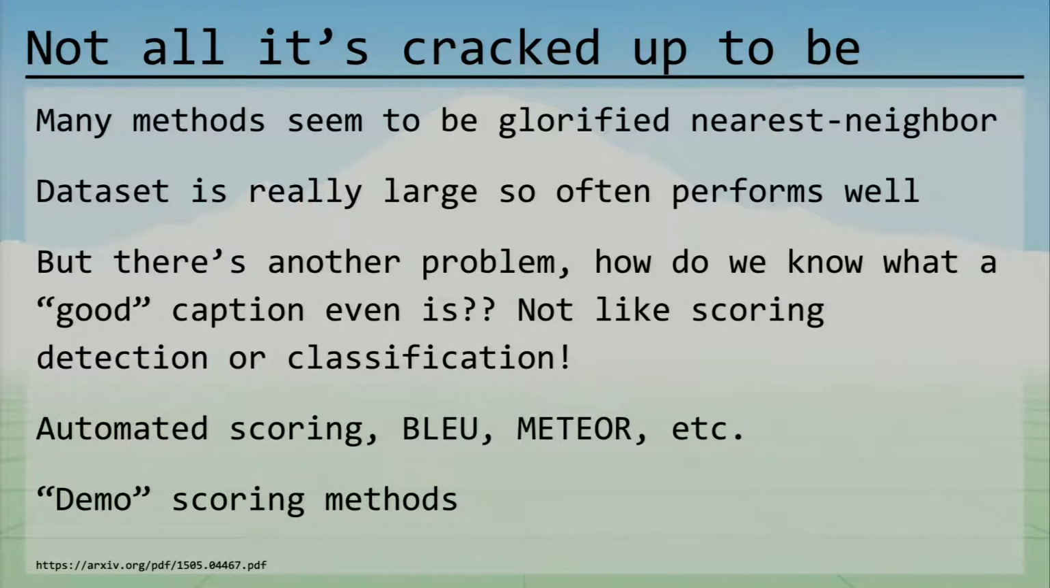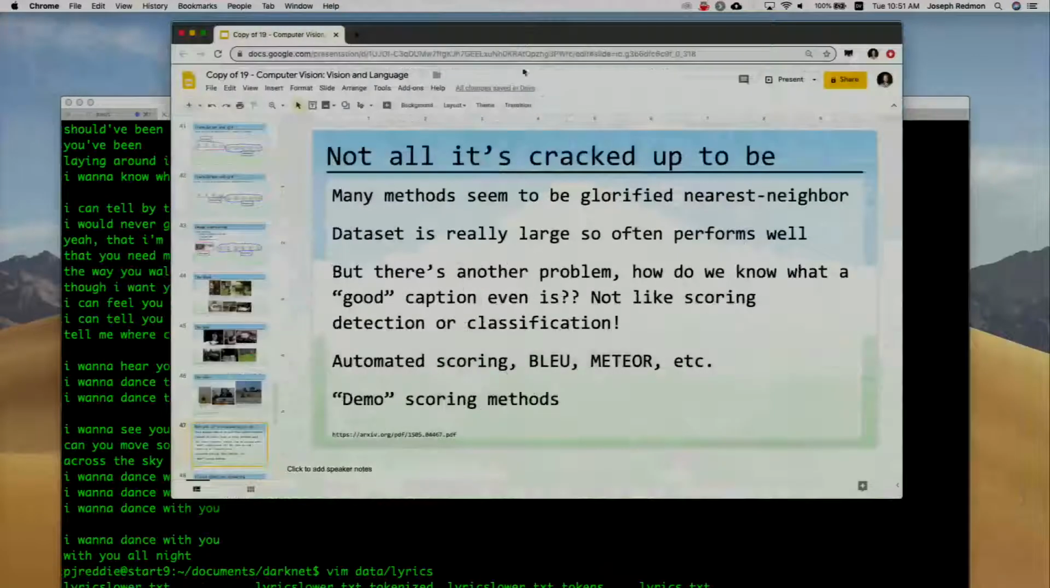There's also an additional problem with doing image captioning as a task computationally, which is that it's really hard to score what a good caption is versus a bad caption.